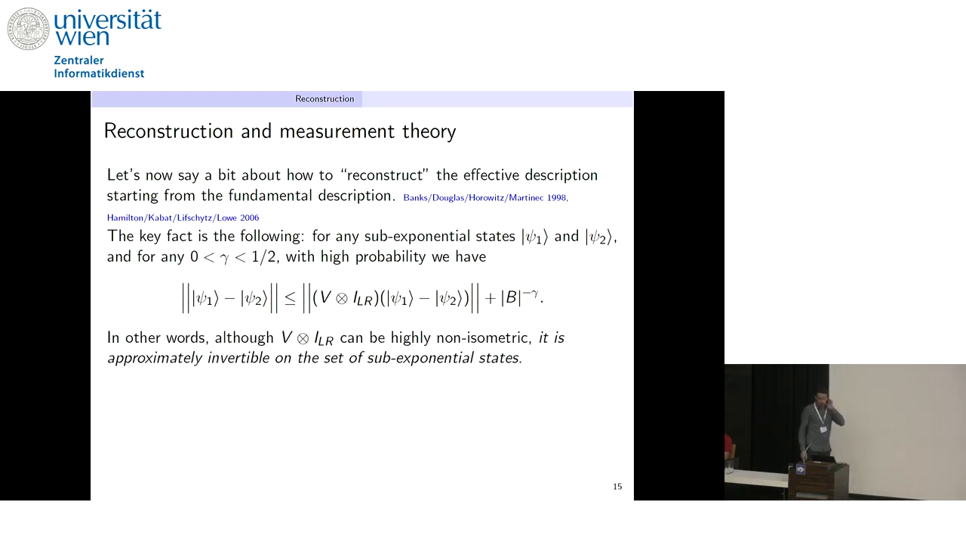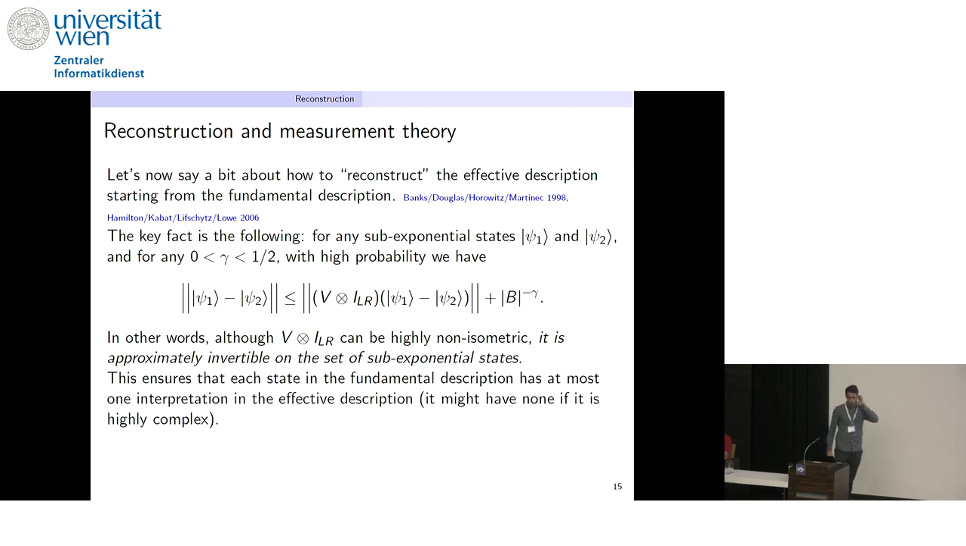So what that means is that although this holographic map is highly non-isometric, it's approximately invertible on the set of sub-exponential states, okay? So this ensures that every state in the fundamental description has at most one interpretation in the effective description. It might have none if it is highly complex.